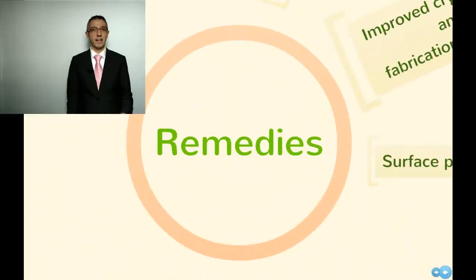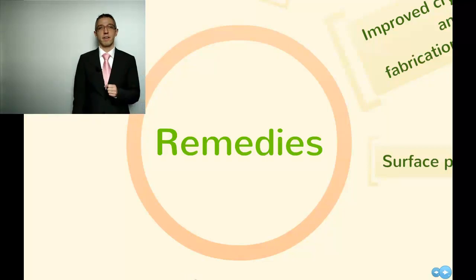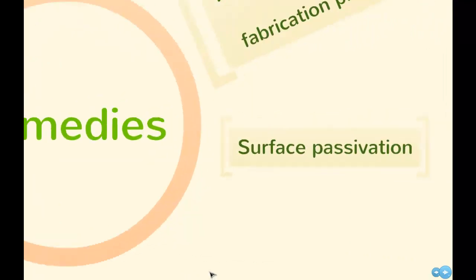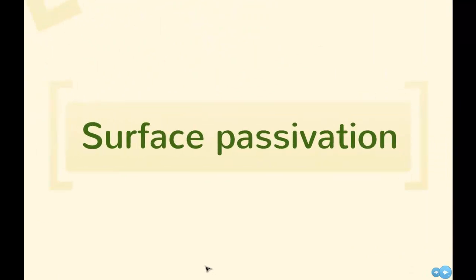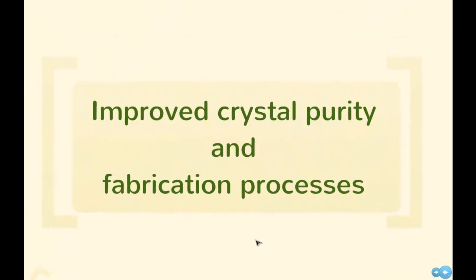So how can we find a way around the issues that are encountered in gallium nitride transistors? Well, we've seen that surface passivation can counteract the deleterious effects of surface states. Also, if we improve the crystal purity and the fabrication processes, that will also improve the performance of the devices because, for example, it will reduce the density of buffer traps.